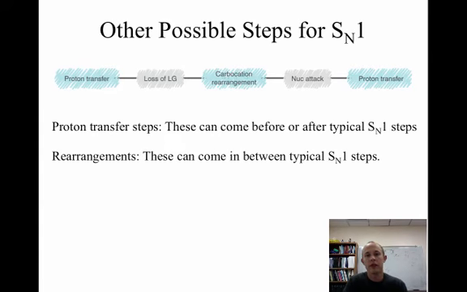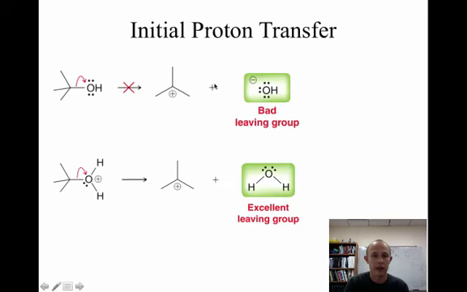What are some other possible steps for SN1 reactions? Well, we can have proton transfer steps at the beginning or the end of SN1 reactions. We can also have carbocation rearrangements after we generate the carbocation. Let's look at some examples of this. So remember, the first step is the leaving group leaves. This is not acceptable because hydroxide is a very bad leaving group. It's a strong base, and we want weak bases as leaving groups.